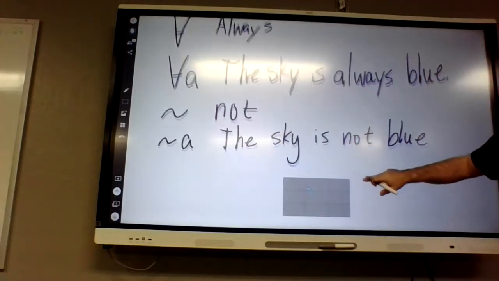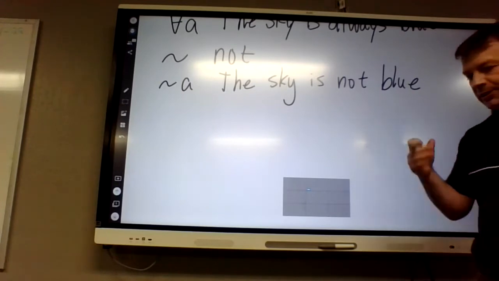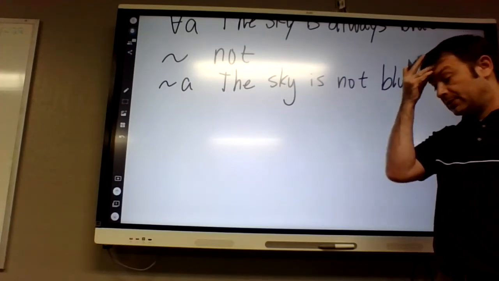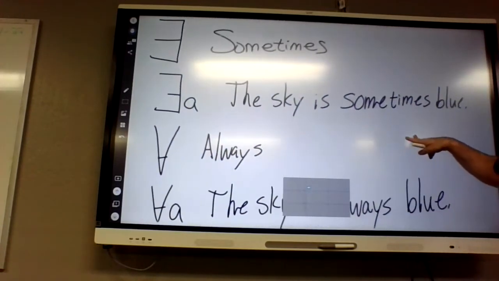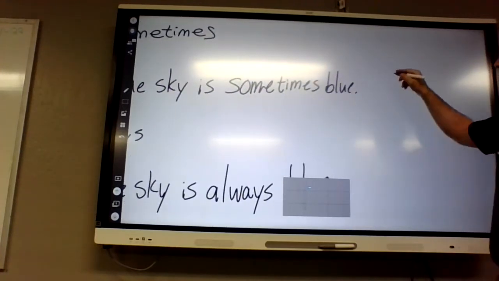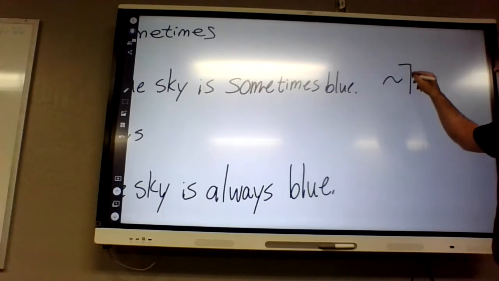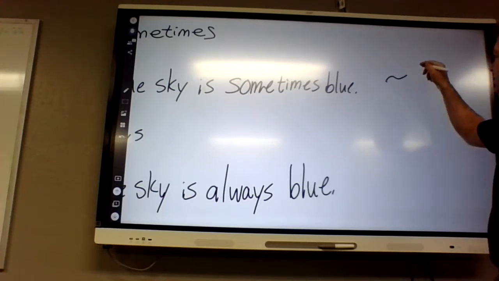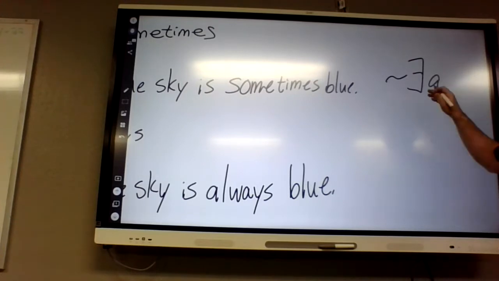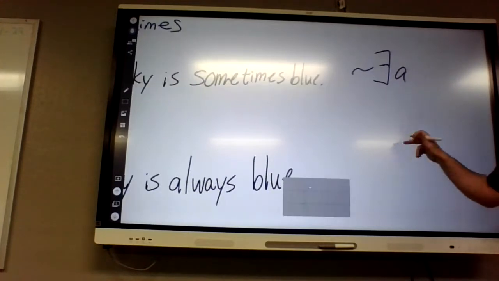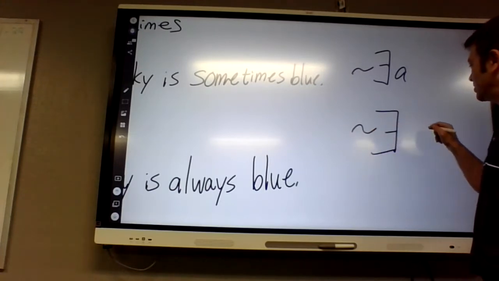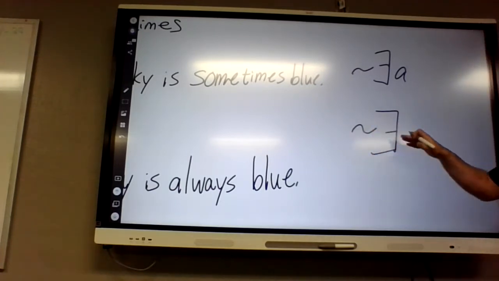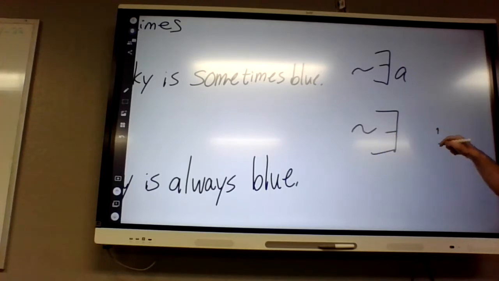Okay, let's talk about the tricky part. The sky is sometimes blue. If I said the negation of that statement, the negation of sometimes, what is the negation of sometimes? Yeah, it is never. So the negation of sometimes, not sometimes, is like never.